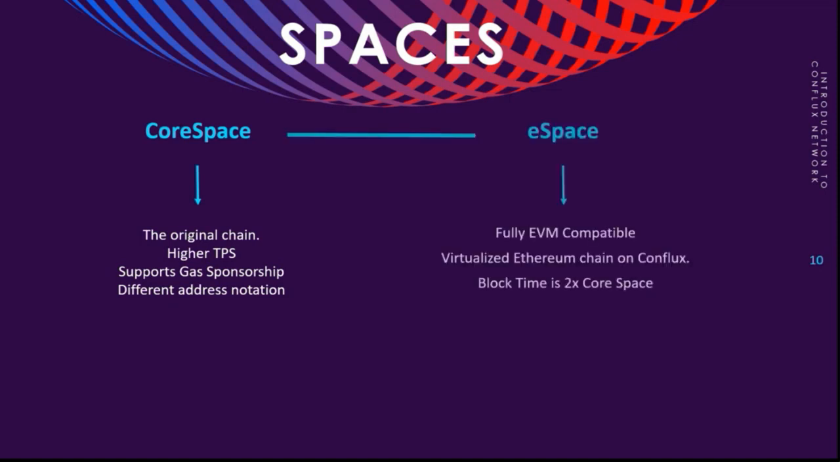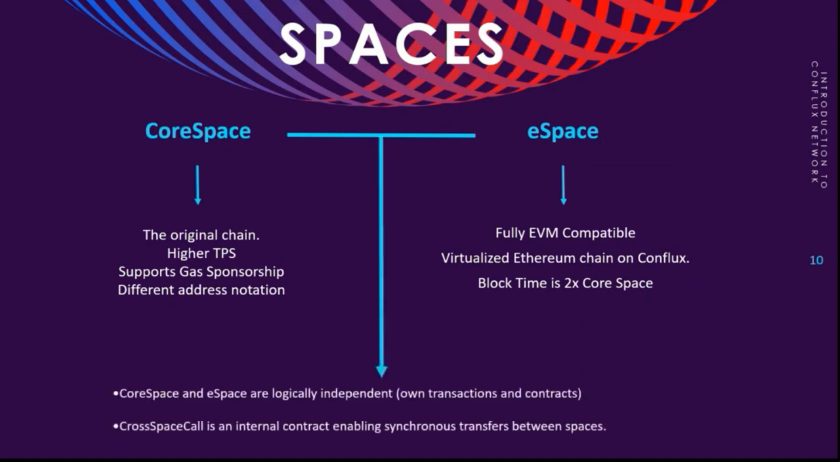That's where eSpace comes in, which is fully EVM compatible. This is basically a virtualized Ethereum chain inside of Conflux. But the difference here in terms of throughput is that block time is twice that of core space, so it's lower, let's say. But actually, it's really fast anyway, and both of them are really cheap in terms of the gas fees. And both of these are logically independent.